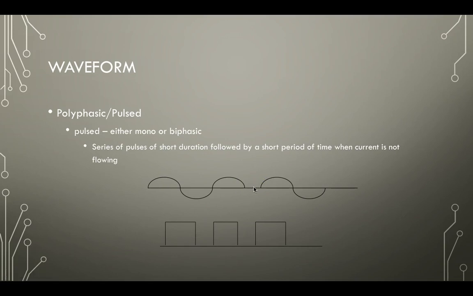So we'll talk about high volt pulsed stimulation, or HVPS. That's a form of this. Our typical biphasic forms, which are what's going to be used for our TENS and our neuromuscular electrical stimulation, are going to be polyphasic forms.